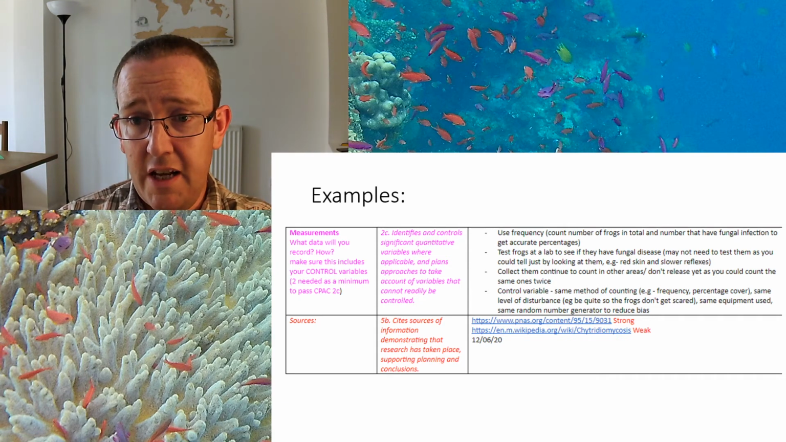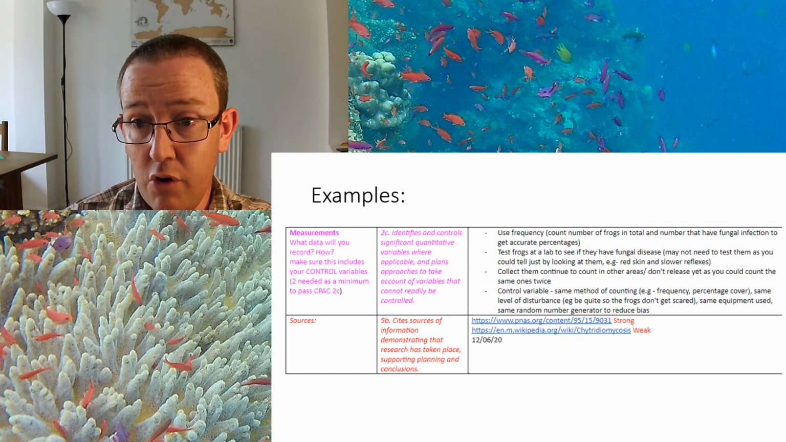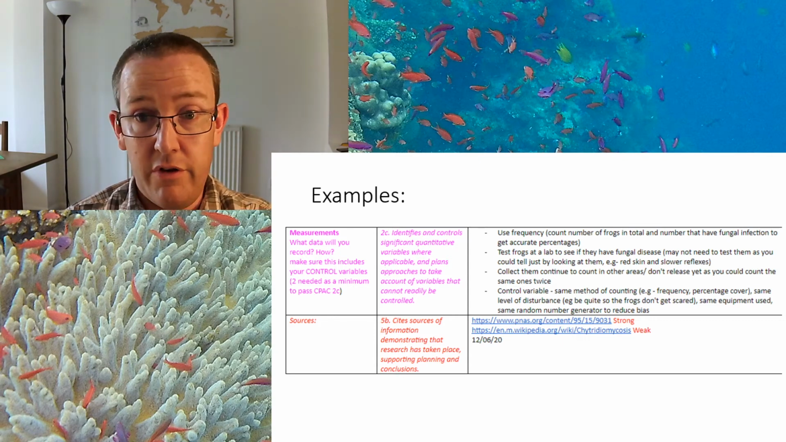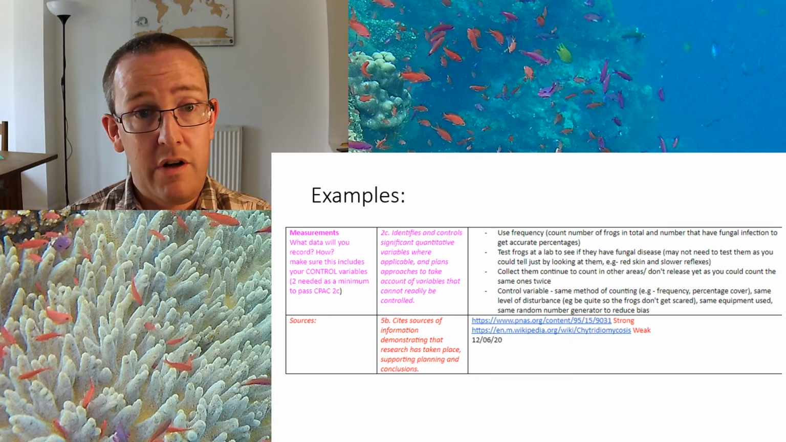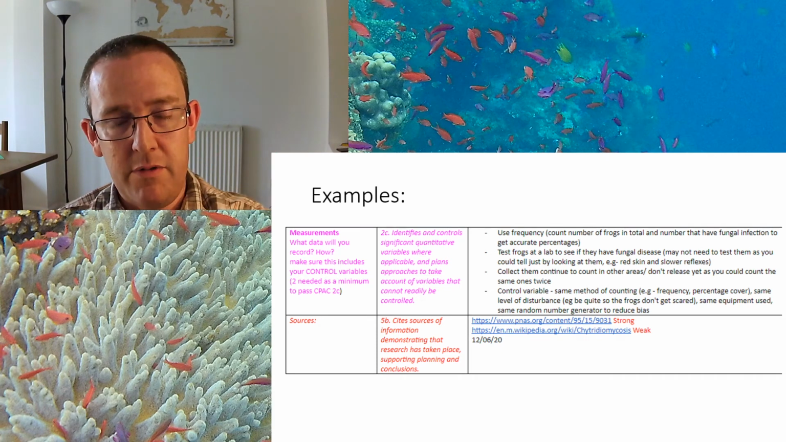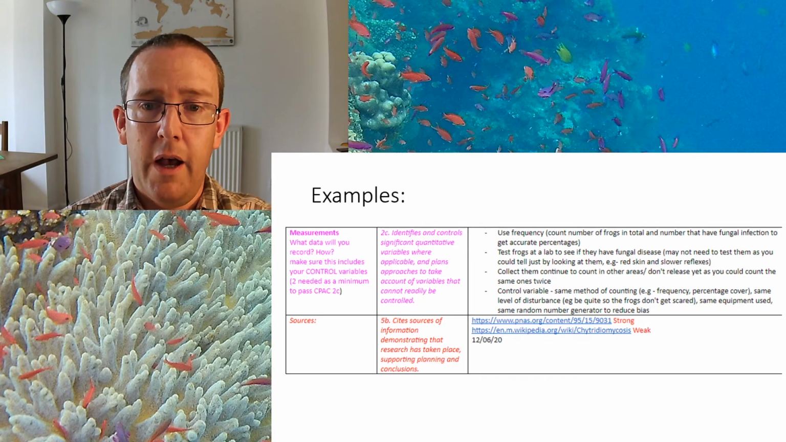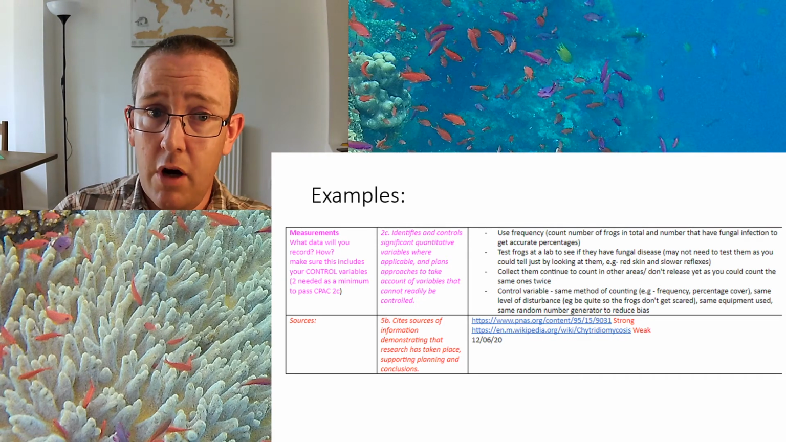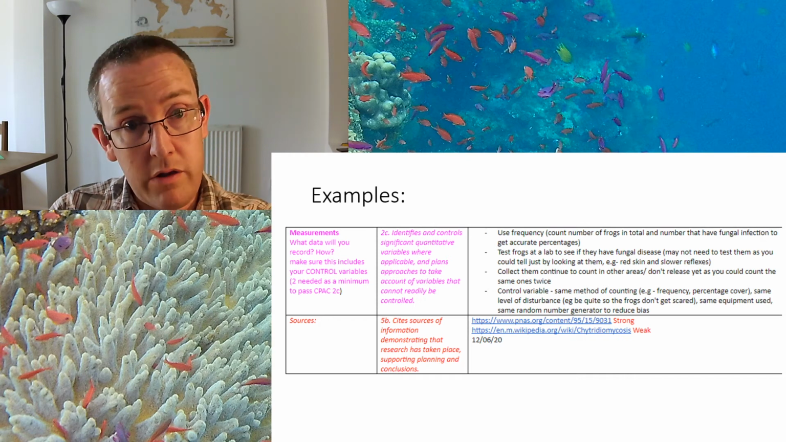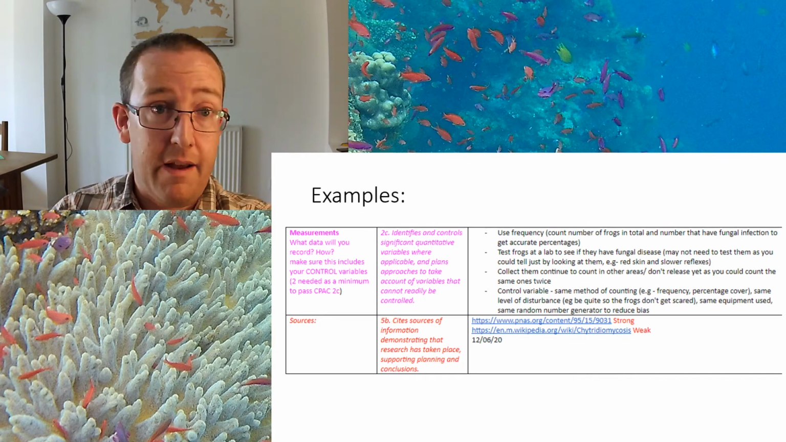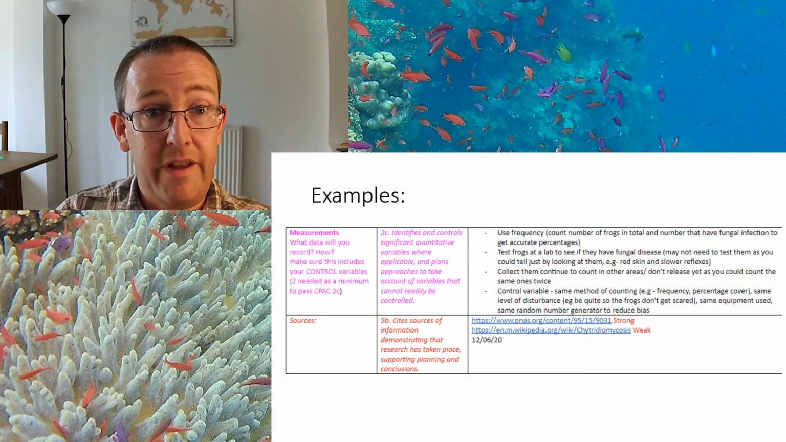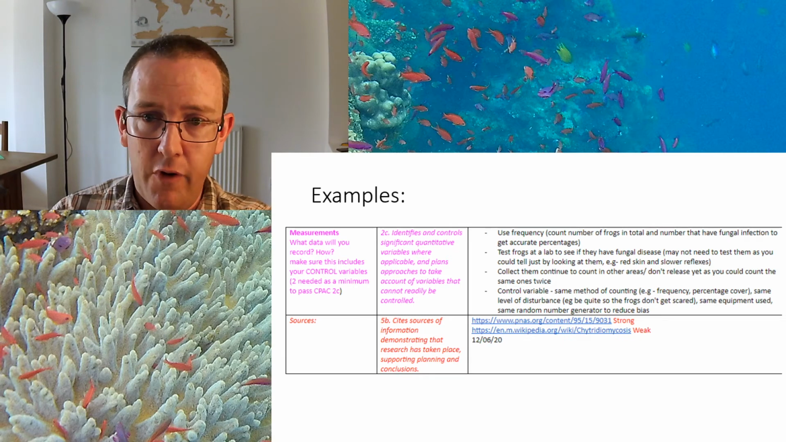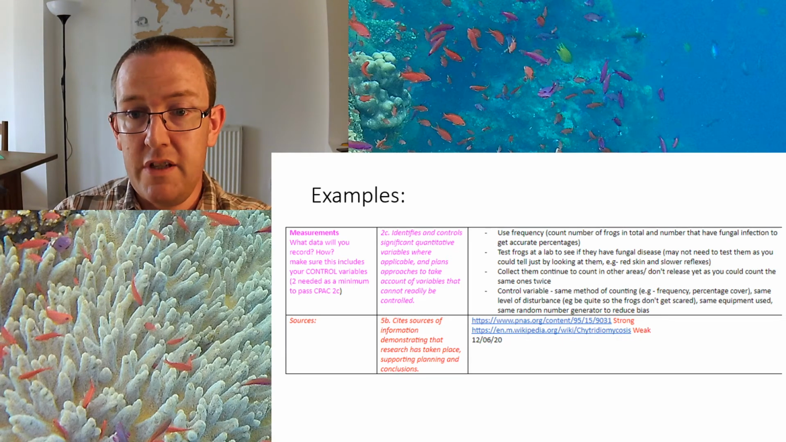Collect them and continue to count in other areas. Don't release yet, as you could count the same one twice. Great, good. That's absolutely true. Good control variable. So you collect them all in, count, and then you release them at the end of your study period. Fine. Obviously, as long as that's not going to harm the frogs and you can keep them there, you might do some sort of mark, release, recapture on them, where you mark them and then you re-release them. Right? That might be so you know if you catch the same ones, and that can be useful. Control variable, same method of counting. Yep, fine. Frequency, percentage cover, same level of disturbance.